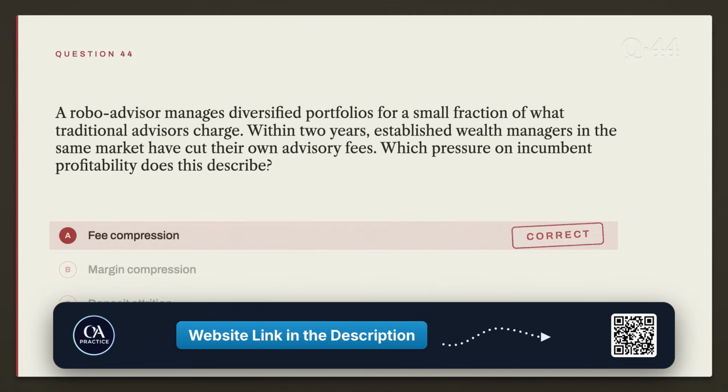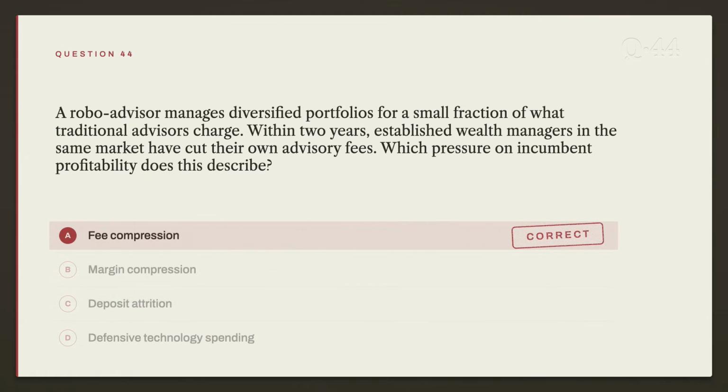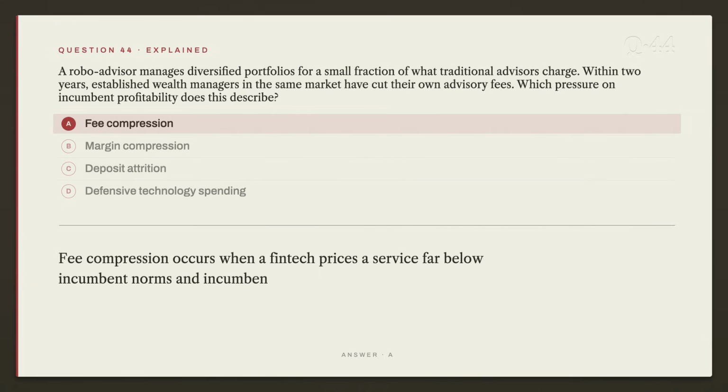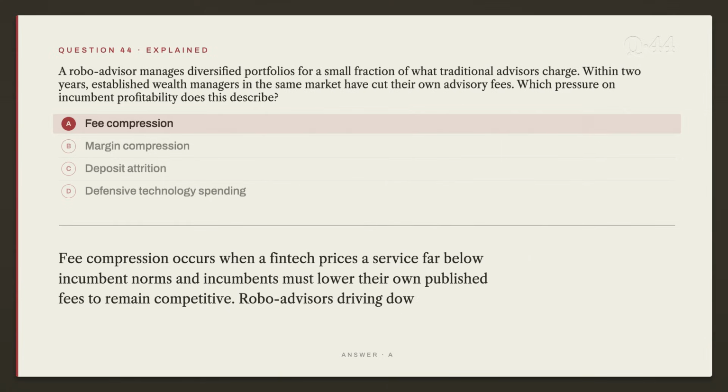The correct answer is A. Fee compression. A is correct because fee compression occurs when a fintech prices a service far below incumbent norms, and incumbents must lower their own published fees to remain competitive. Robo-advisors driving down human advisor fees is the clearest and most frequently tested example of the mechanism. The incumbent may keep every client and still earn materially less from each one.